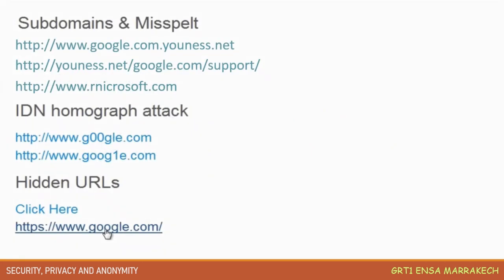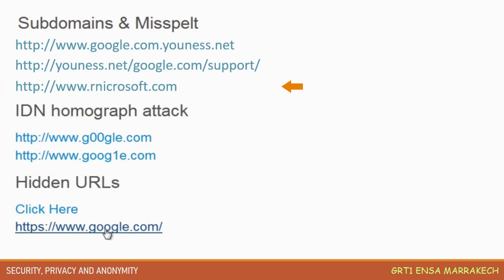Now to the tricky part. For the first link, the parent domain name is unis.net, not google.com. It's just a subdomain. So this link leads to unis.net servers. The second link also leads to the same servers. As we notice here, google.com comes after the slash, so it's a folder in that website.